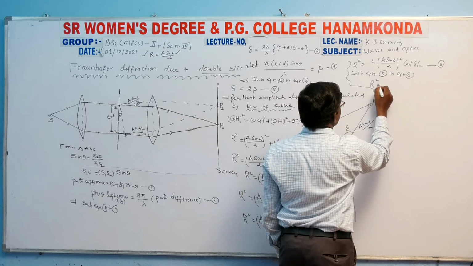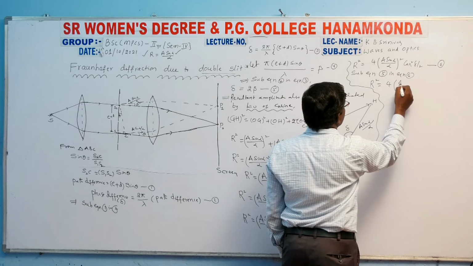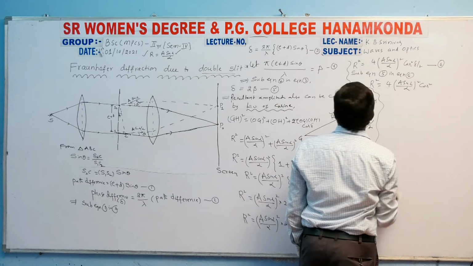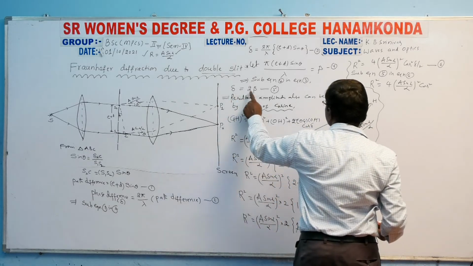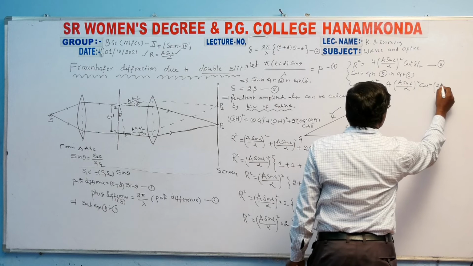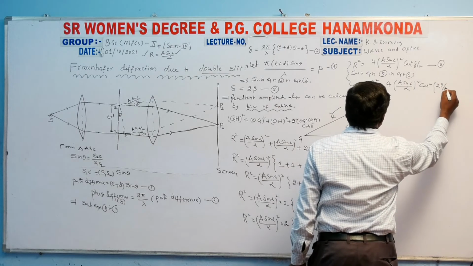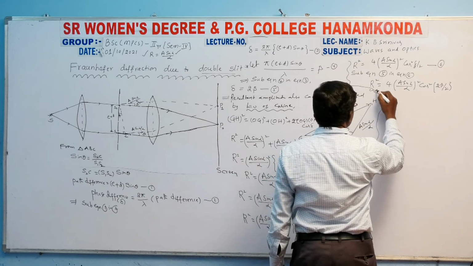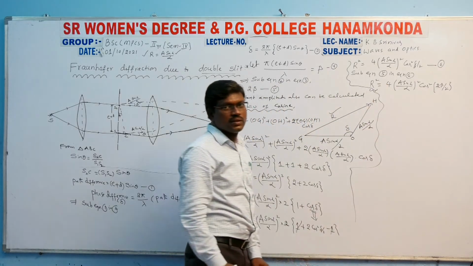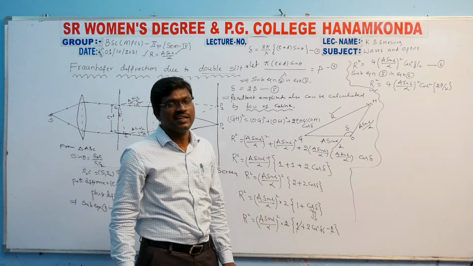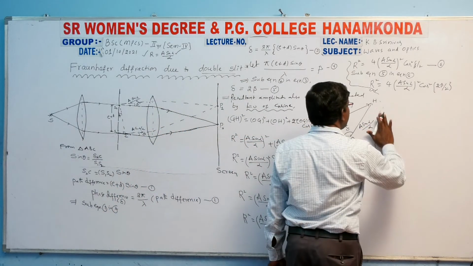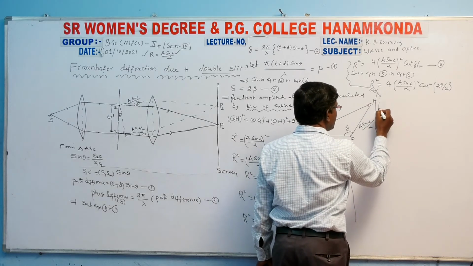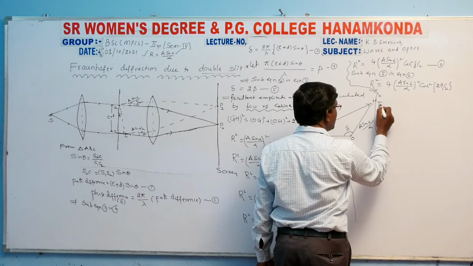So R squared is equal to 4 into A sin alpha by alpha whole square cos square. What is the delta value in terms of beta? That is 2 beta. Simply I am substituting the delta value here by 2beta, and already here we are having 2, so 2 gets cancelled. R squared means square of the amplitude. Square of the amplitude gives what? Intensity. So this is nothing but the resultant intensity at P1. Square of amplitude always gives intensity.